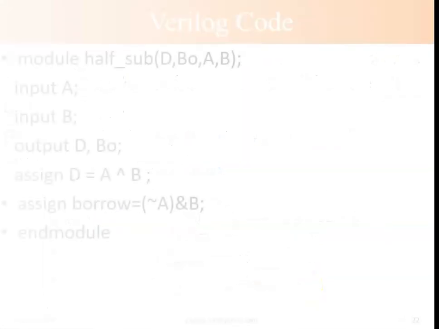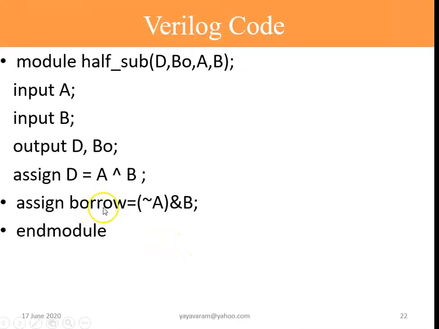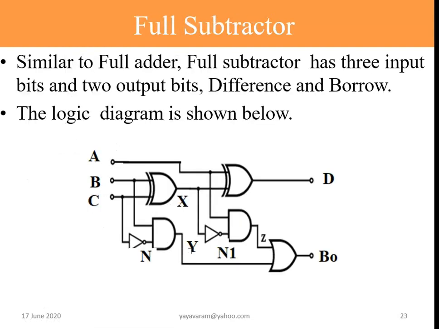Now let us see this again. So what do we do? Complement of A dot B, that is A complement dot B. This is the simple Verilog code of data flow model.